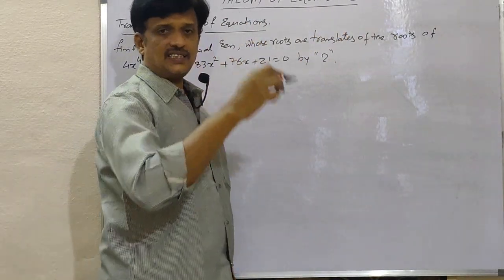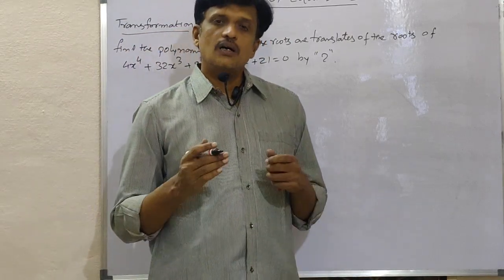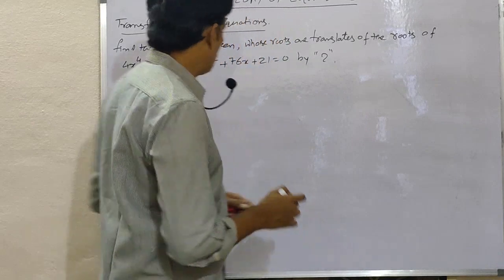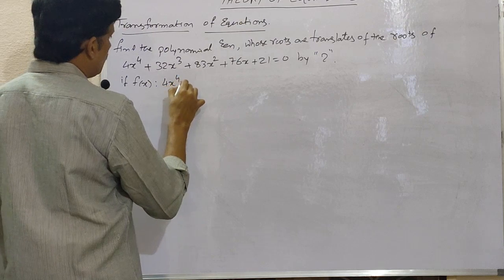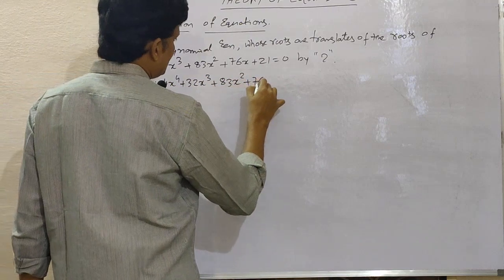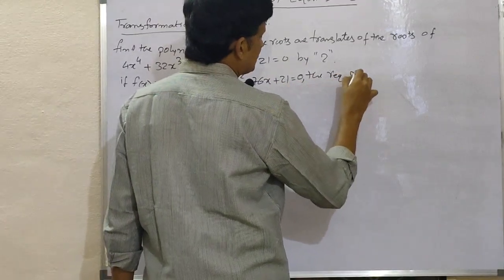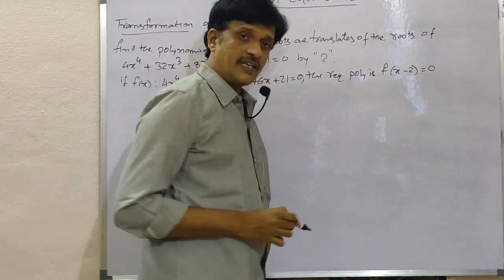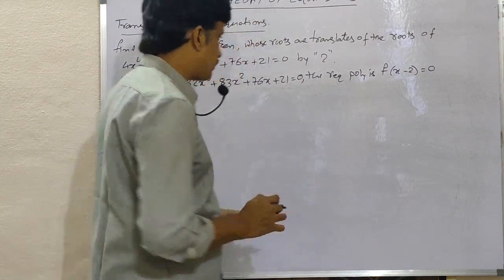So each root is translated by 2 here. So then each root is increased by 2. So the required equation is f of x minus 2 equal to 0. If f of x is the given one, that is 4x power 4 plus 32x cube plus 83x square plus 76x plus 21 equal to 0, then the required polynomial is f of x minus 2 equal to 0. Each root is increased by 2 here.